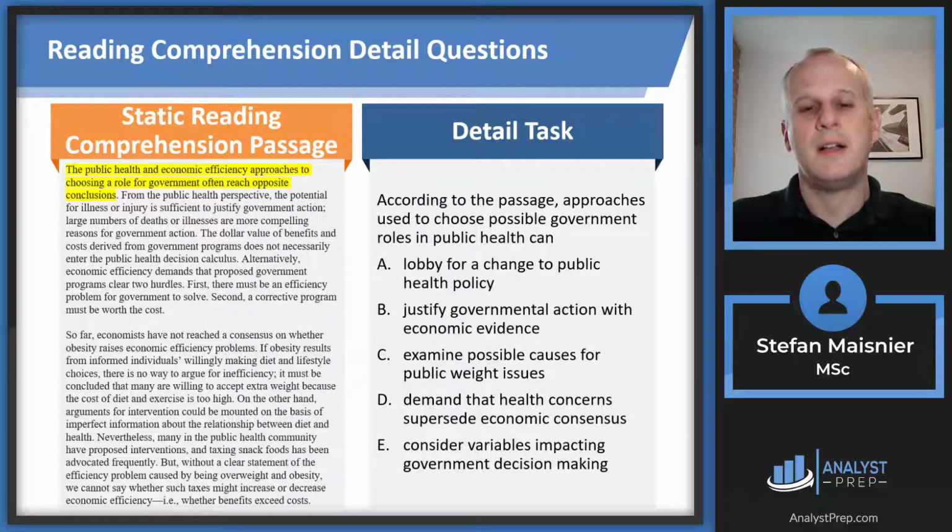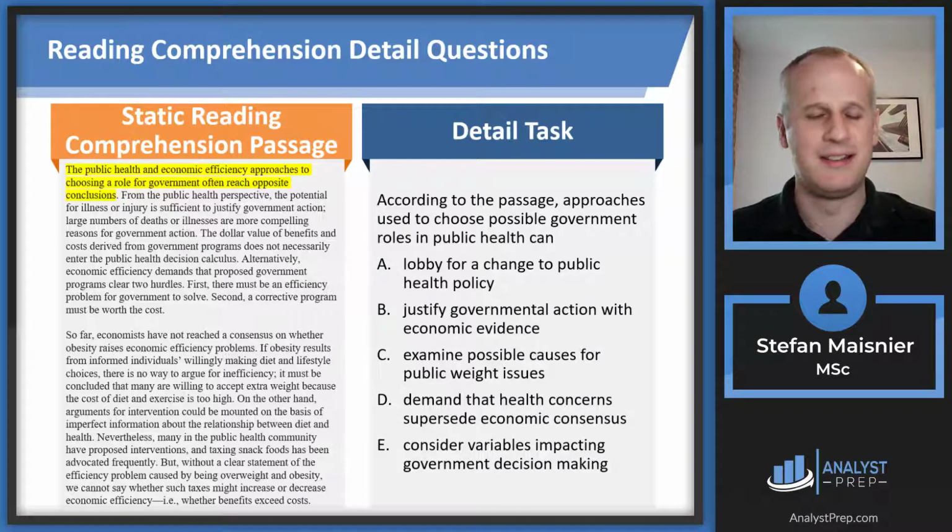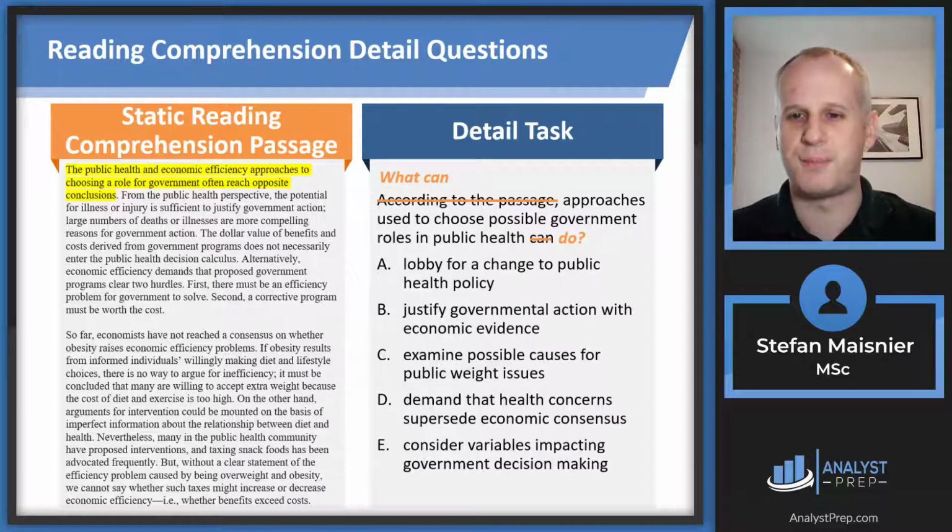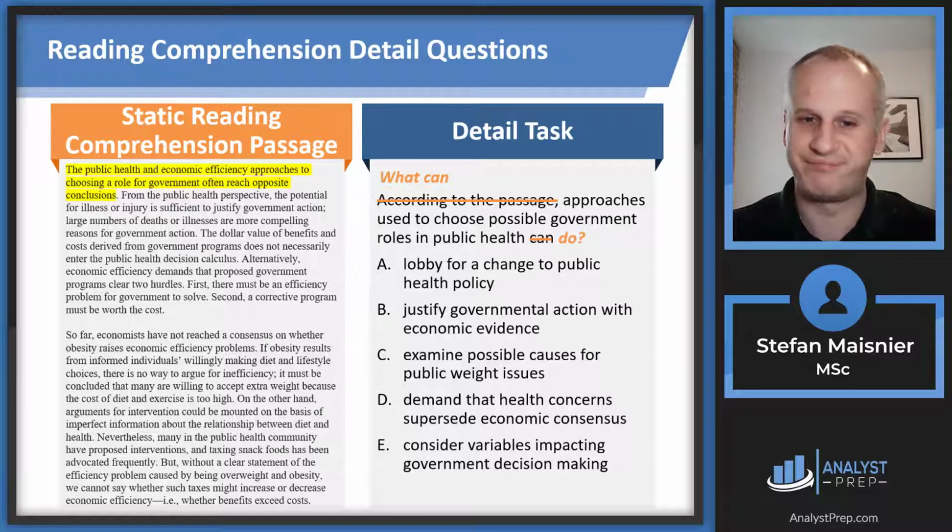So on the left-hand side, you can see already highlighted where the information is. So we can see we've got, according to the passage, approaches used to choose possible government roles in public health can blank. So again, really just horrible phrasing, but we see the phrase according to the passage, and we're going to just rephrase this as a what question in our mind. We can do that by basically ignoring the phrase according to the passage and just rephrasing this as what can approaches used to choose possible government roles in public health do?